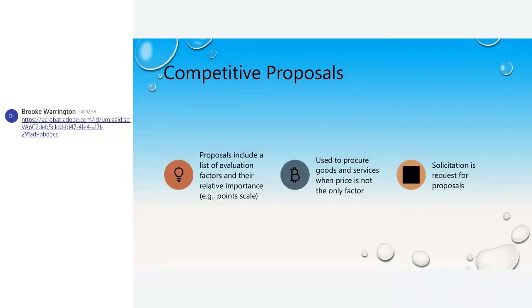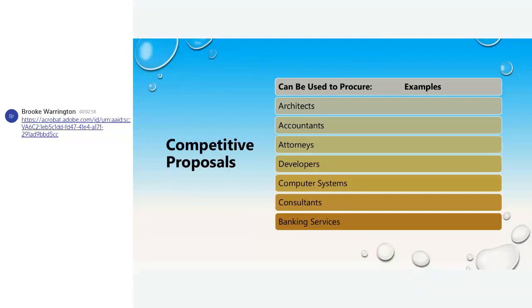Your competitive proposals include a list of evaluation factors and their relative importance. You should have a scale. They're used to procure goods and services when price is not your only factor. The solicitation is the request for proposal. Your competitive proposals can be used to procure, for example, architects, accountants, attorneys, developers, computer systems, consultants, or banking services.